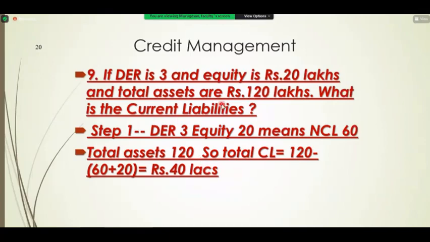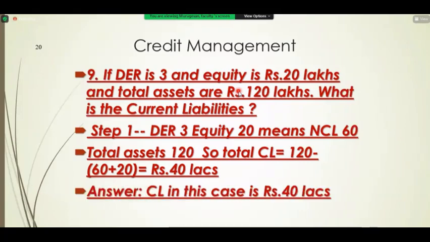So a simple question, but it needs some working. You cannot just answer 2 plus 3 is 5; a little working is required. Agreed, Abbas? Now you see the variety, I am going to give you a variety. So the current liability in this case is 40 lakhs.